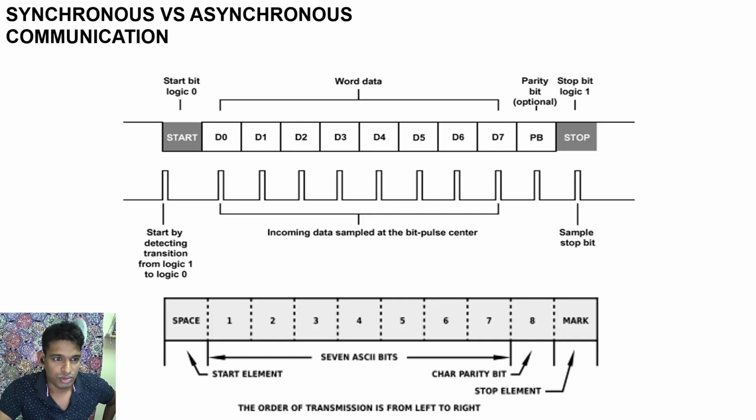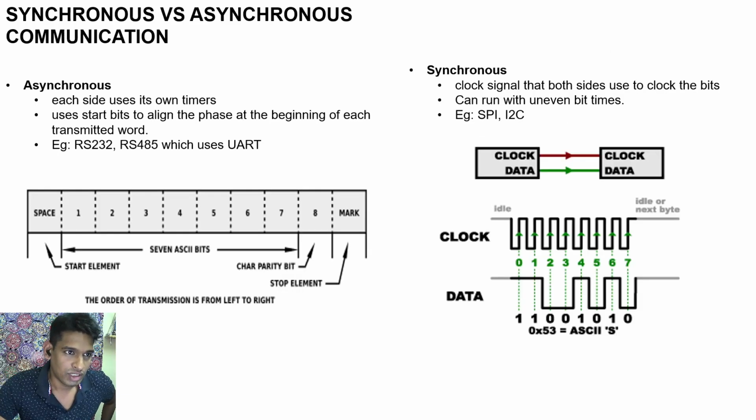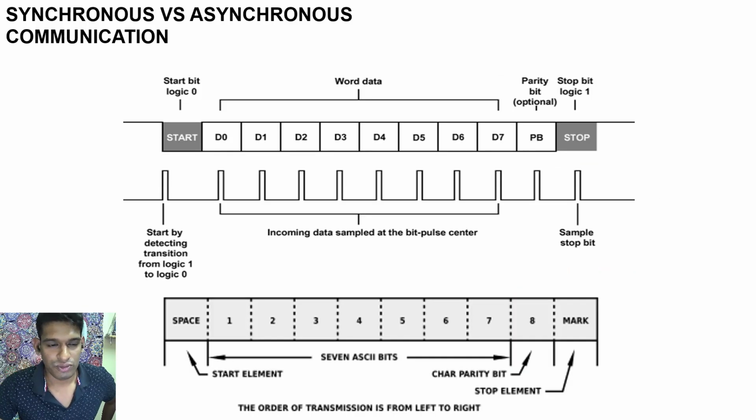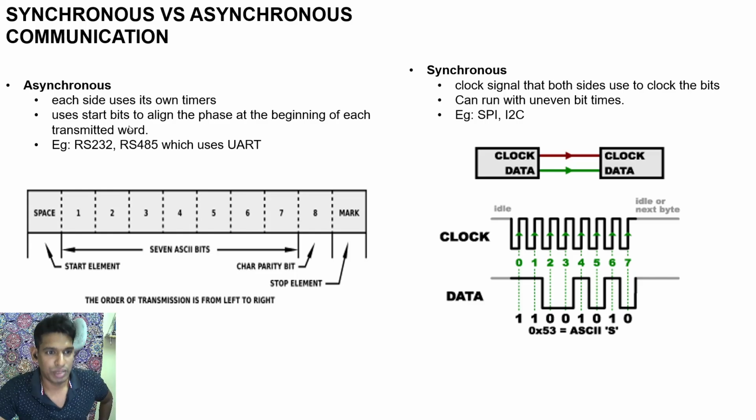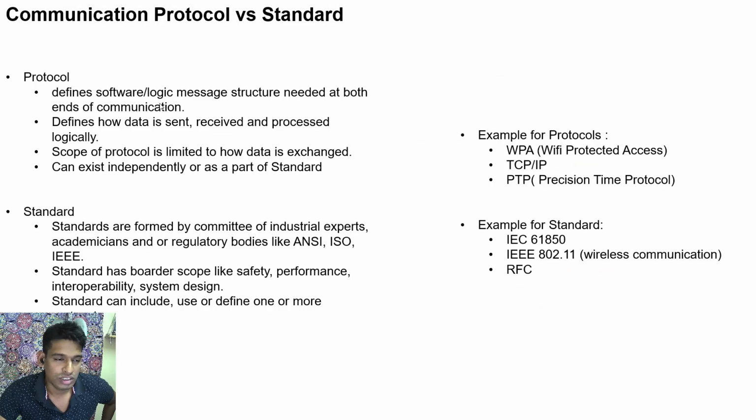So basically in this module, we have seen the difference between serial and parallel. We have seen the difference between synchronous and asynchronous, and we have seen why a start bit is being used and why a stop bit is being used. We have also learned the difference between a protocol and a standard. Keep in mind that a standard can, may, and shall define a protocol, whereas a protocol is an independent entity. That is what you have to take away from this module.